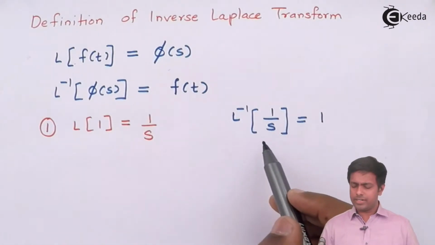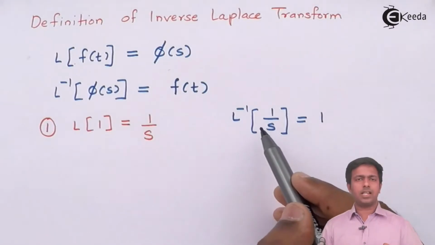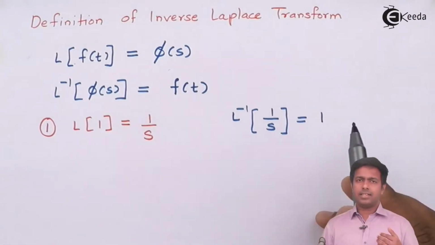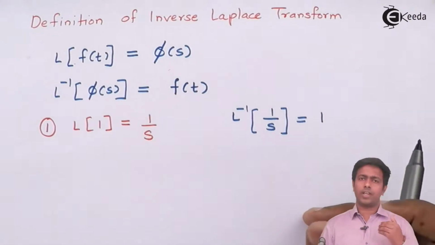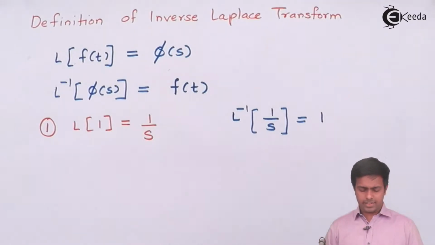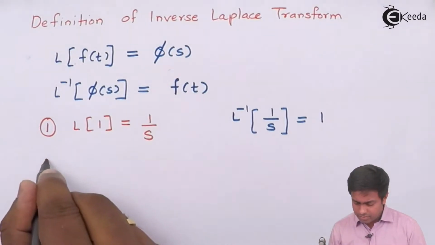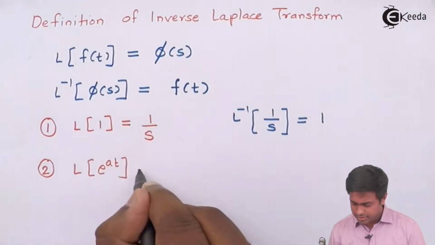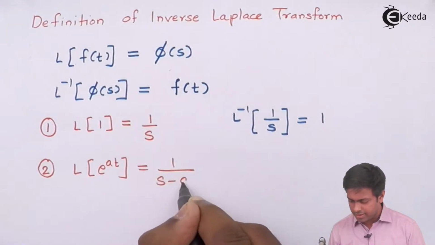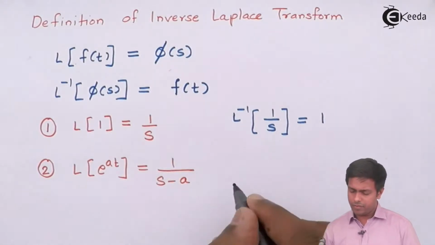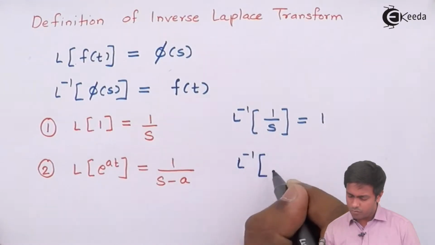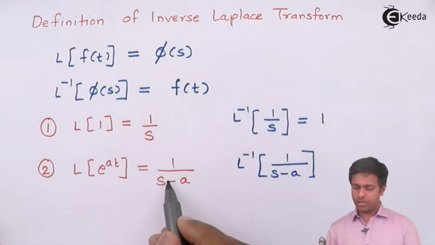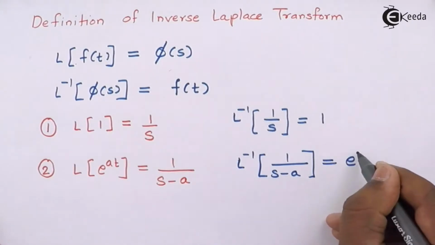One thing to note here is that the function on which we are applying inverse Laplace transform is a function of s, and in return we will get a function of t. So 1 is a constant, but we can treat it as a function of t. Next, the second one. We know that Laplace transform of e to the power at is 1 upon s minus a. Similarly here we will get L inverse of 1 upon s minus a. I'm just shifting L inverse here, and we will get the answer as e to the power at.